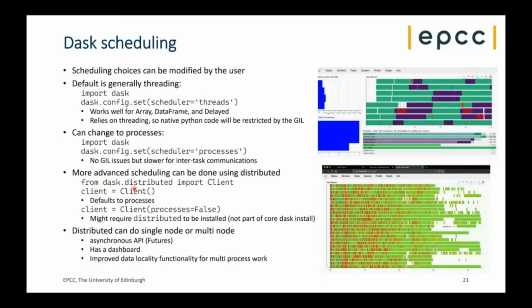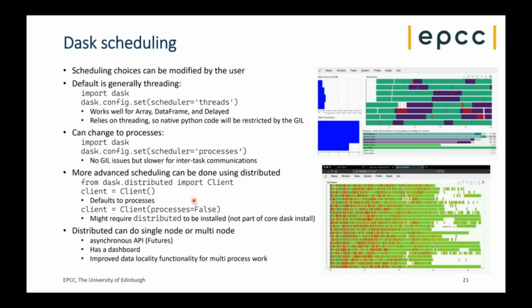But there is something called dask.distributed, which is an extension to Dask, which lets you submit jobs to multiple nodes and run parallel jobs across many nodes in a system. And there we use this thing called a client. So we import the Dask distributed client. Again, it defaults to processes rather than threads. But we can change that as well. So we can say client equals Client, processes equals false if you want to use threads instead.